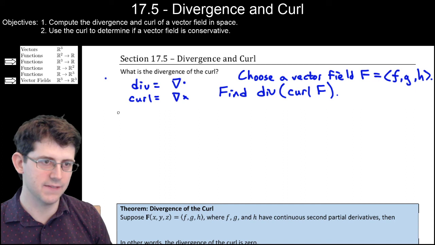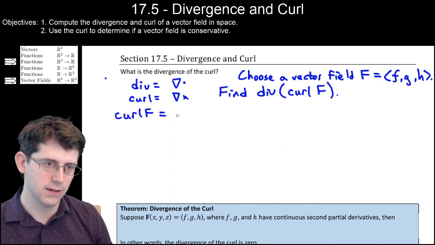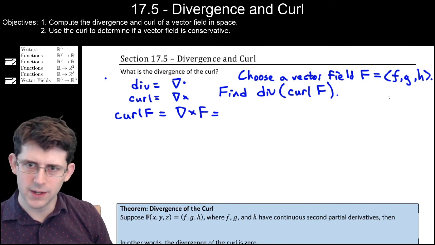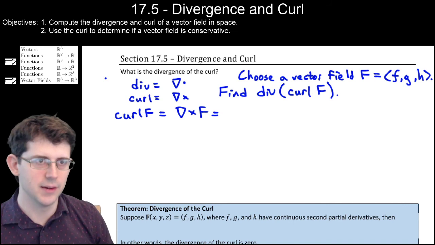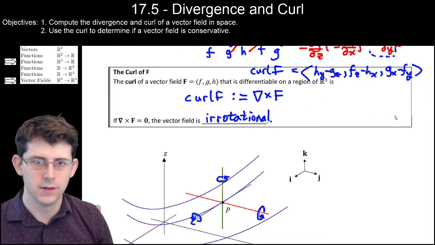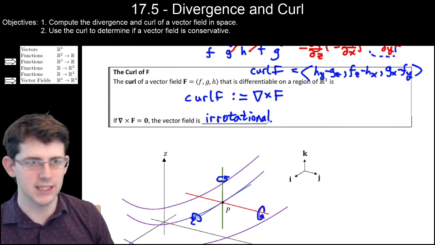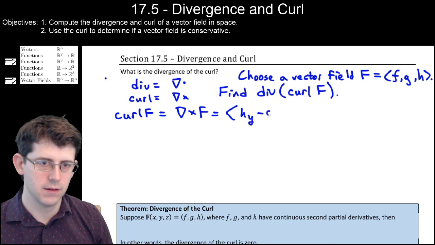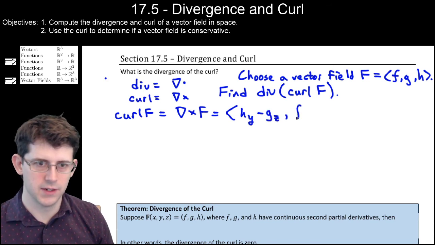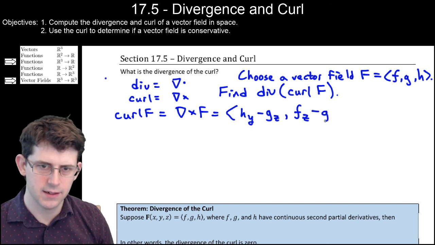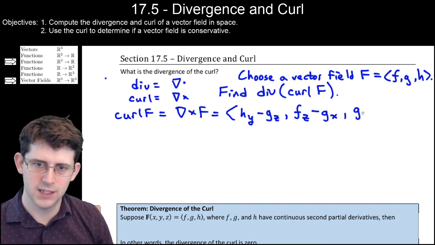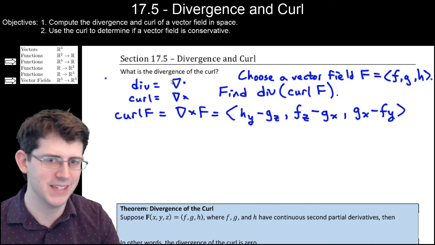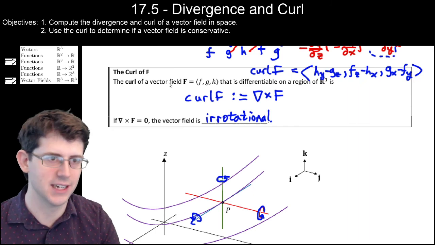Okay, well, I can find curl f first. That's this cross product. And I think we did this one before. We wrote it down in general on a previous page. It's this thing: hy minus gz, this one should be fz minus hx, and this one should be gx minus fy, I think.